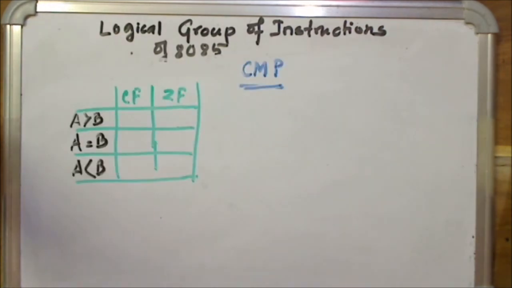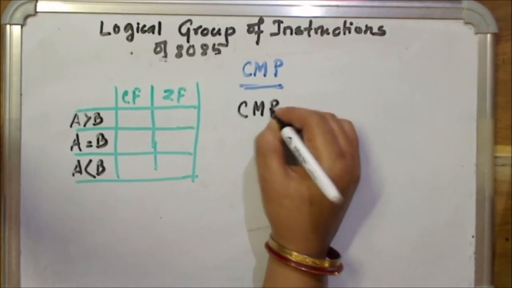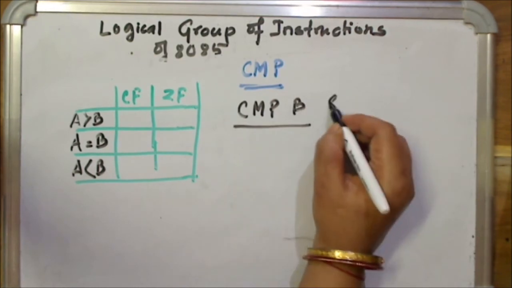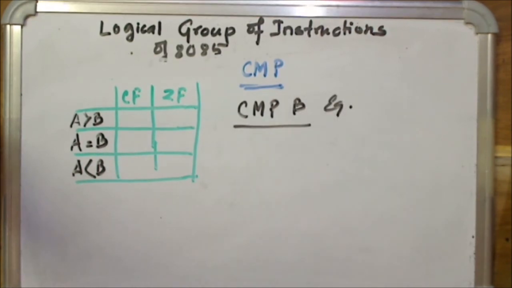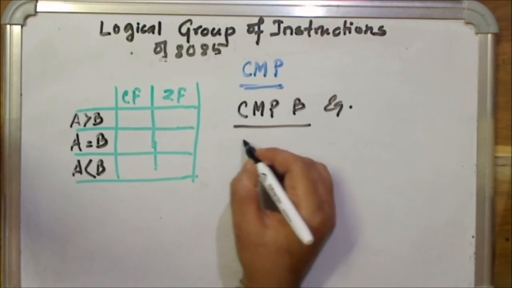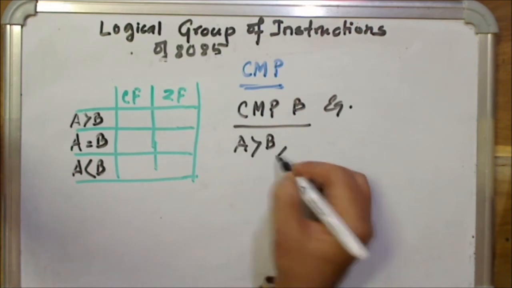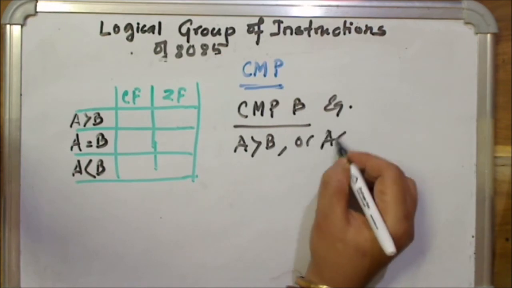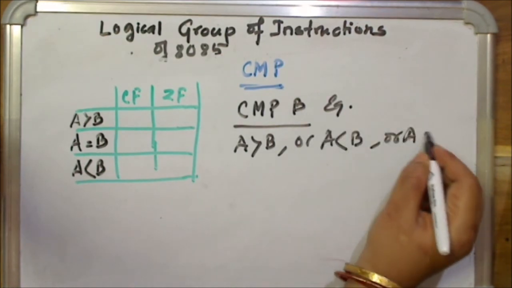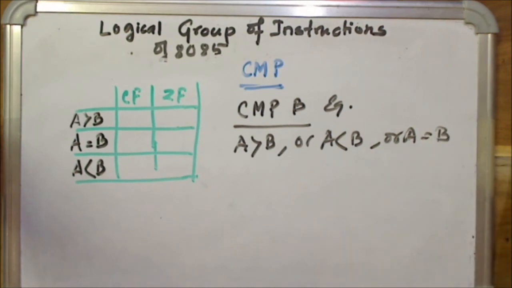Okay. Now our next instruction is compare. What does compare do? It compares two numbers. Very easy. So what do you understand when I write, for example, compare B? That is, you want to know whether A is greater than B, or A is less than B, or A is equal to B or not. Those are the three conditions that you want to check.